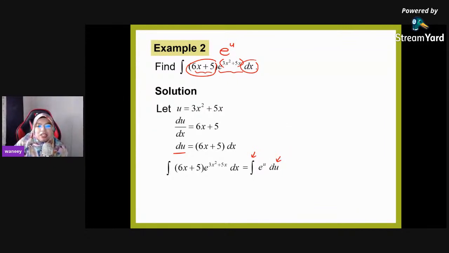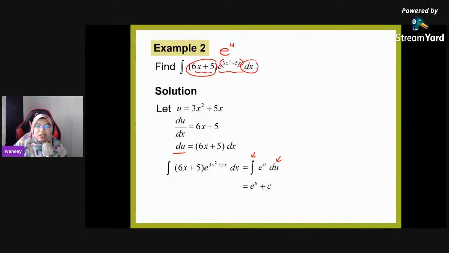Okay, so now we're going to integrate e to the power of u. So now it's easy because the exponent is already linear. So we're going to copy down the exponent and then divide by the coefficient of u. The coefficient of u, the number in front of u, is 1, right? So we're going to divide by 1. So it will become e^u plus C.